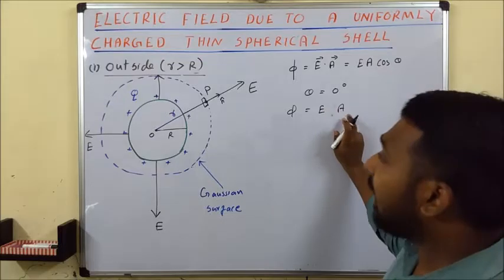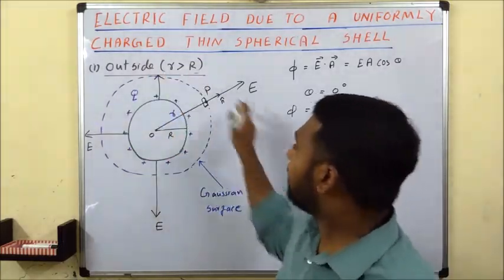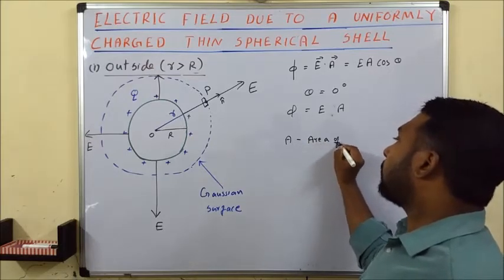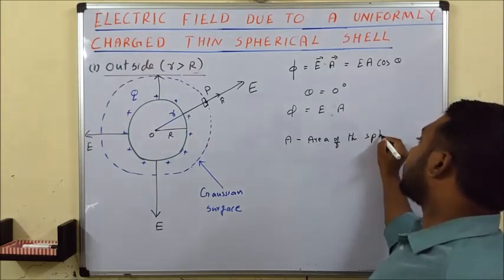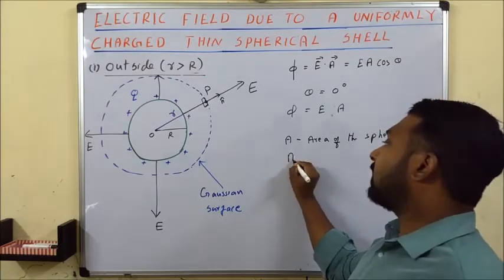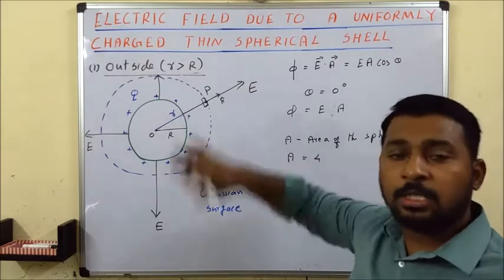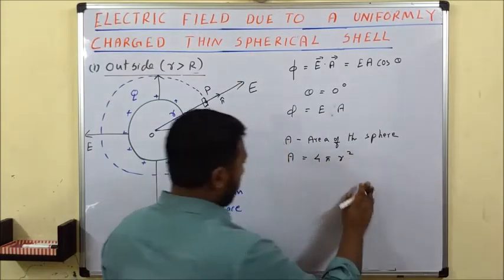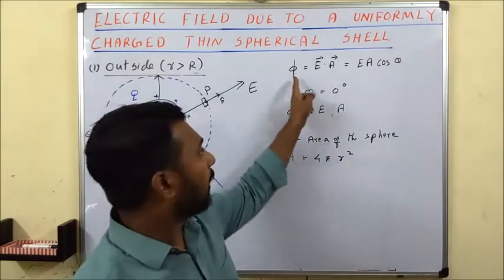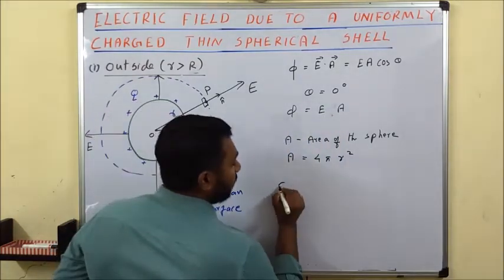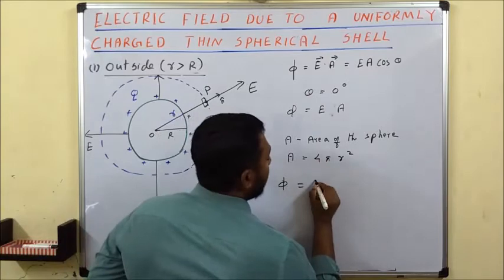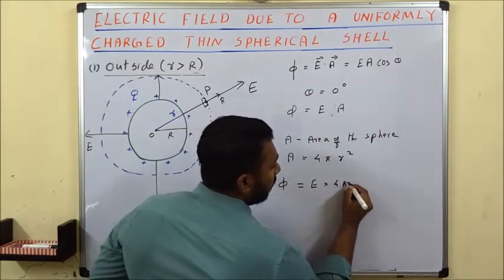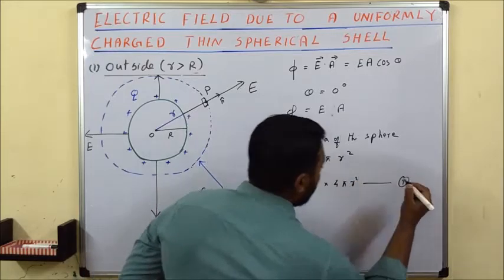Now what is this A? Don't get confused. This A is the area of the sphere. The area formula for a sphere is A equal to 4 pi r square, with small r. So the flux phi is equal to E A, that is E into 4 pi r square, equation number 1.